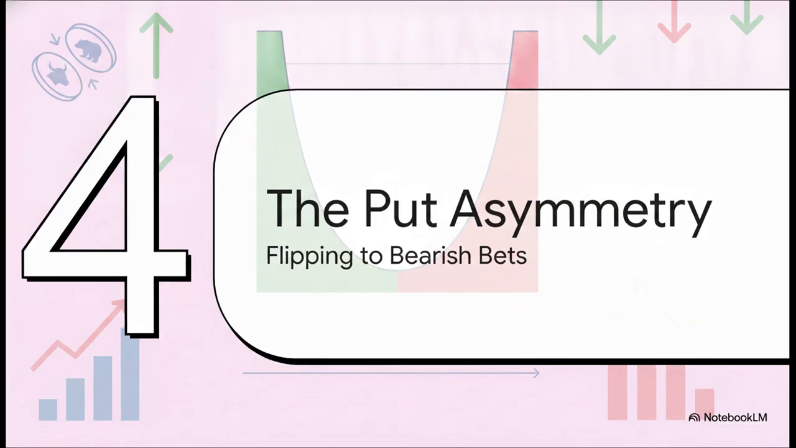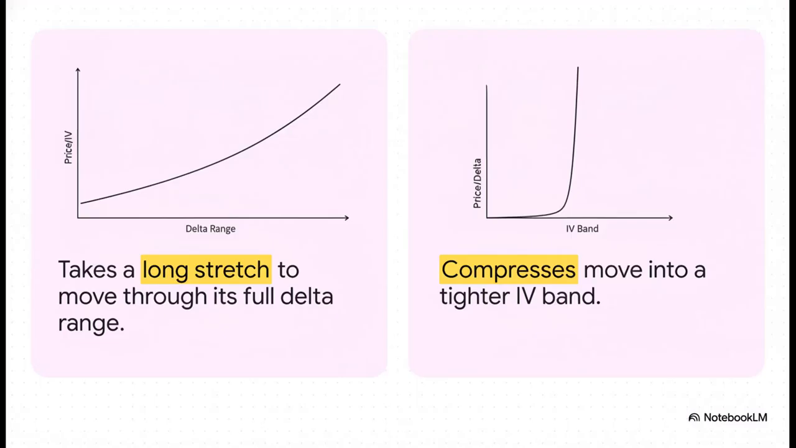Section 4. The put asymmetry. When we compare the shapes of the two curves on July 7th, a glaring detail emerges. It's the slope that actually matters for the whole story. The call curve takes this long, gradual stretch, dragging from 10% all the way to 35% IV just to move through its full delta range. The put curve, however, compresses more of its move into a much tighter IV band. It moves incredibly fast. Essentially, puts were carrying significantly more IV per unit of delta than the calls were.